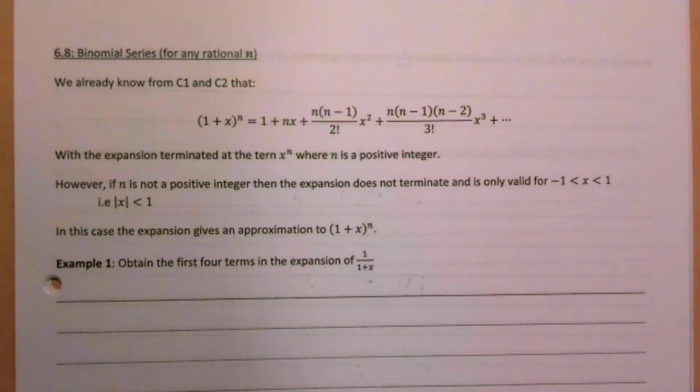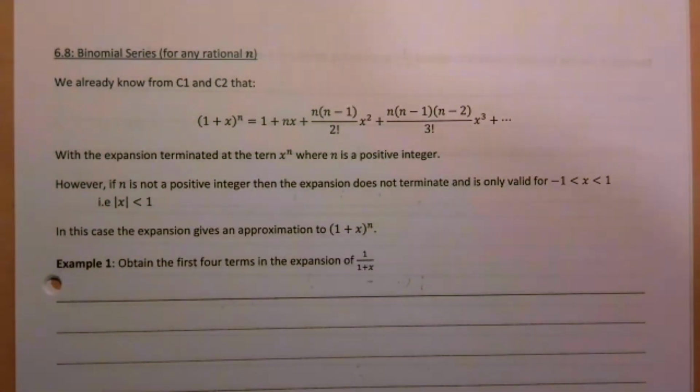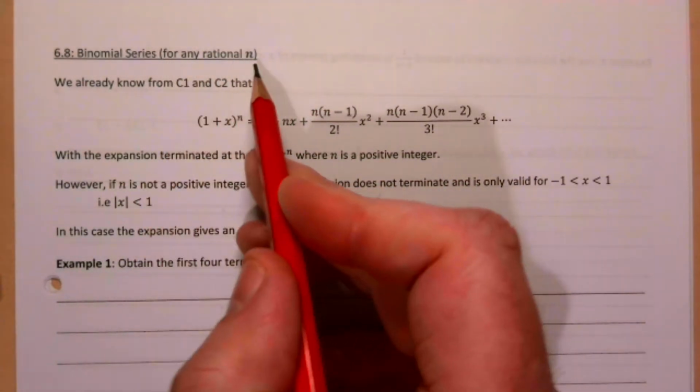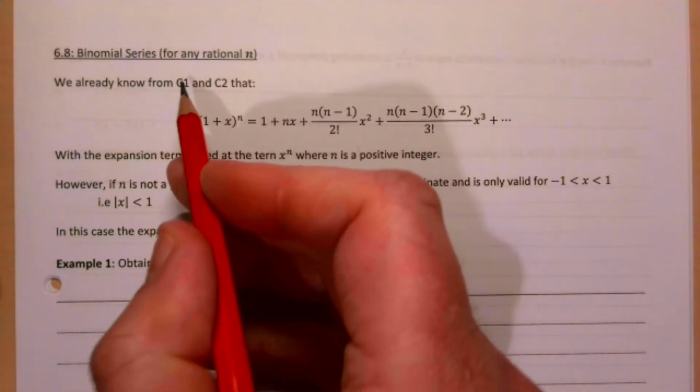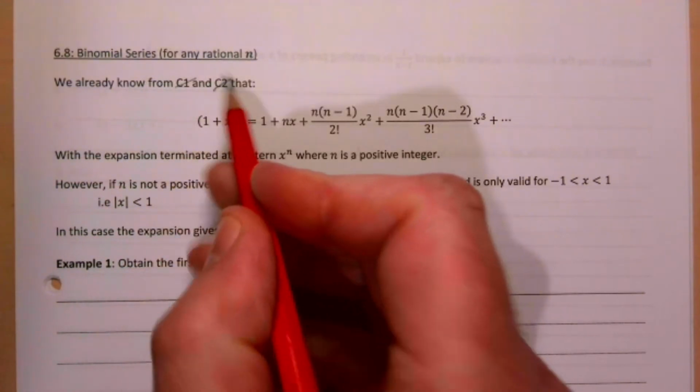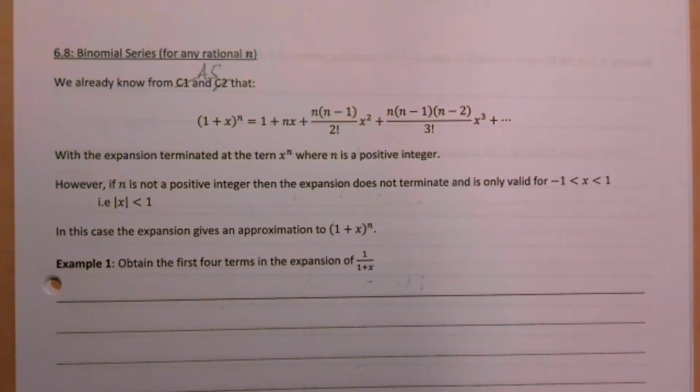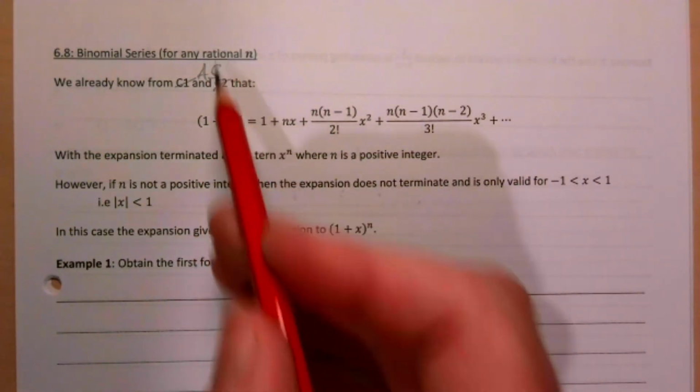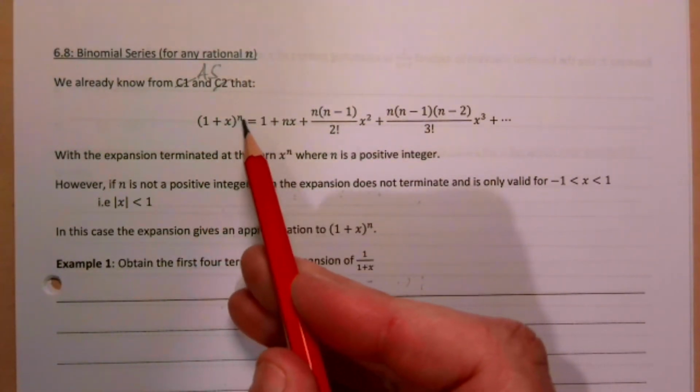So this is A2 Pure Maths. We are on chapter 6 and we're looking at the binomial series now for any rational n. Last year it would have been C1 and C2, it would have been our AS Maths that we learnt this. But in AS Maths we learnt that it would work for any whole number, and so we're able to do it for whole numbers.